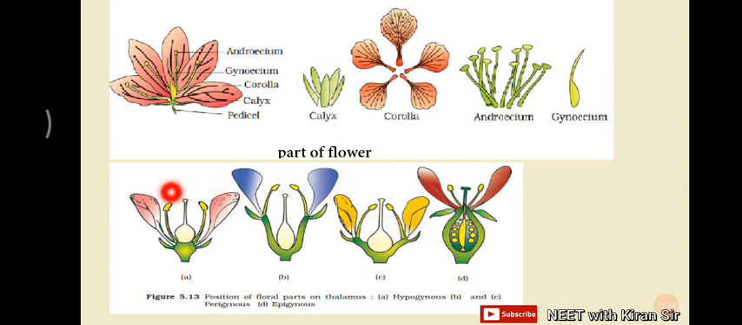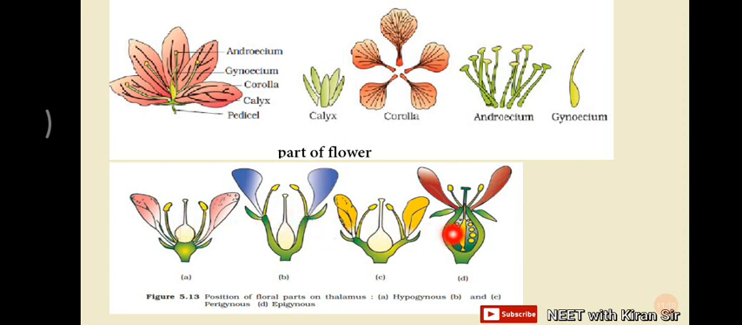When I say hypogynous, look at the position of the ovary. Here the ovary attains the topmost position, where all the floral parts appear at the base of the ovary. Notice that all the flowering parts are at the base, and only the ovary is at the top. That is why it is called hypogynous, where the position of the ovary is superior.